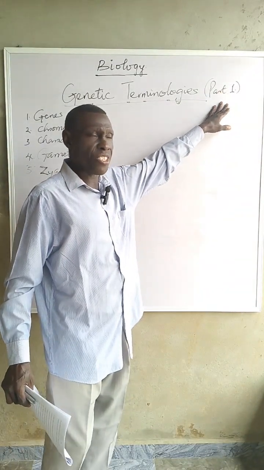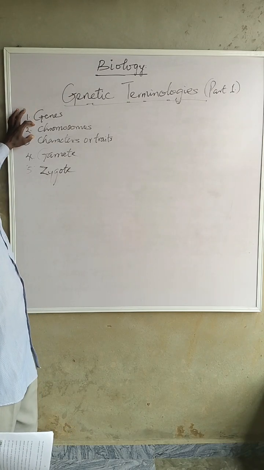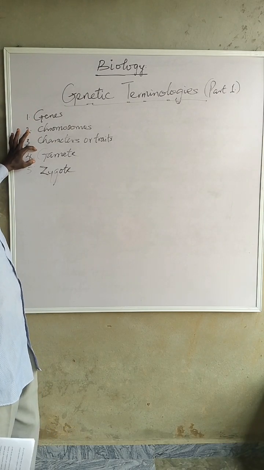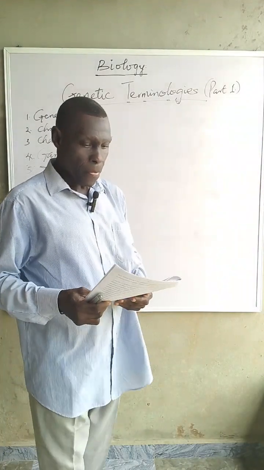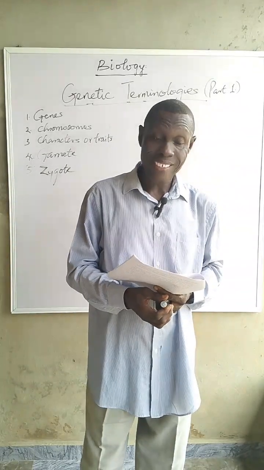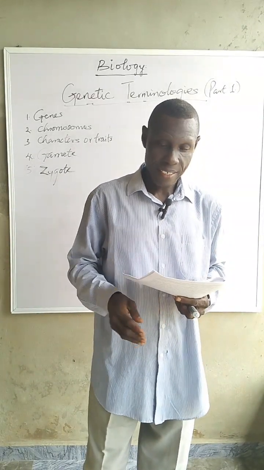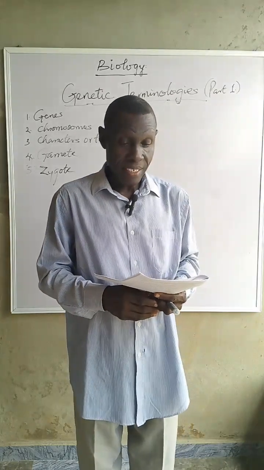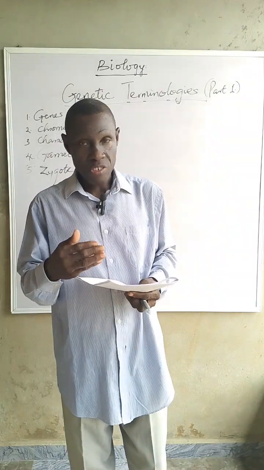In this part one, we will treat some few of them. Look at them here: genes, chromosomes, characters or traits, gamete, zygote. We will treat these under this part one. So listen to me carefully. As I said before, in order to understand the language of genetics better, it is very important to explain the meaning of some terms. And that is what I'm about doing now.